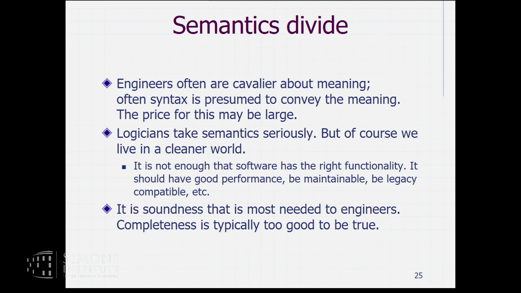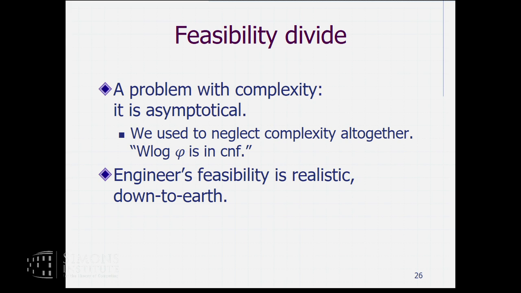There is the feasibility divide. We used to consider whatever is computable as done. You know, I have a formula, let's turn it into CNF. The fact that it takes, in general, exponential time was completely ignored. Now we're much more aware of what is polynomial, log space, whatever it is, but these are all asymptotic notions. In any real problem, the range of instances is more or less determined. Suppose you speak of the IRS: how many files do they have? At least a billion and probably less than 100 billion. So if you have an algorithm that works well in this span, and then double exponential somewhere beyond that, what do you care?